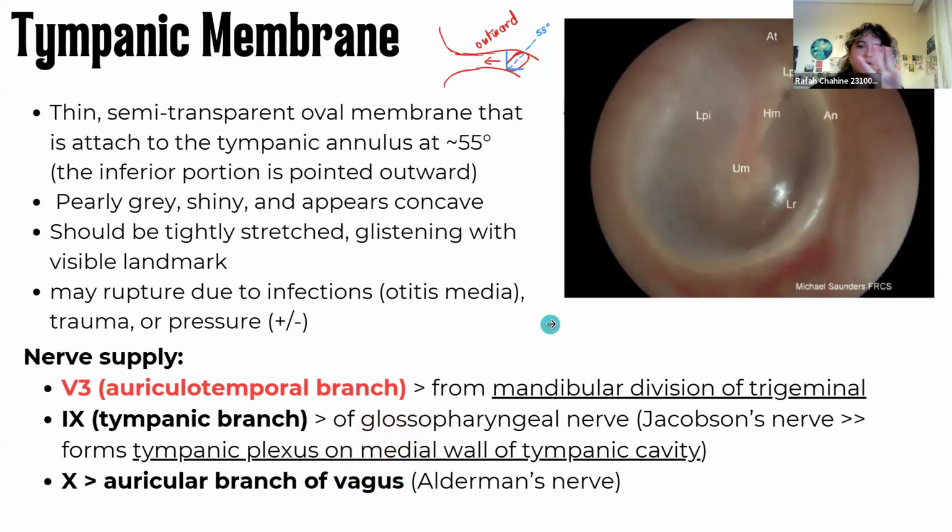Now, just to recap, we have three nerve supplies to the tympanic membrane. We have the auriculotemporal branch, which is coming from V3 of the trigeminal or the mandibular division of the trigeminal. Then we have the tympanic branch from the glossopharyngeal nerve or cranial nerve number 9, which will form the tympanic plexus on the medial side of the tympanic membrane. And lastly, we have the auricular branch of the vagus nerve, which is also known as Alderman's branch. Vagus is cranial nerve number 10.